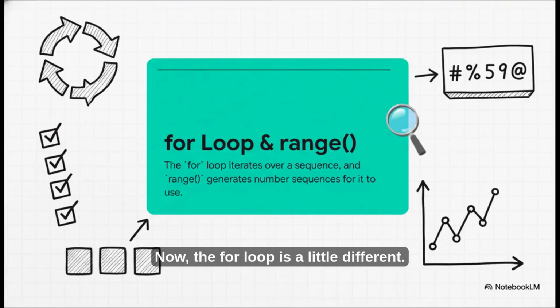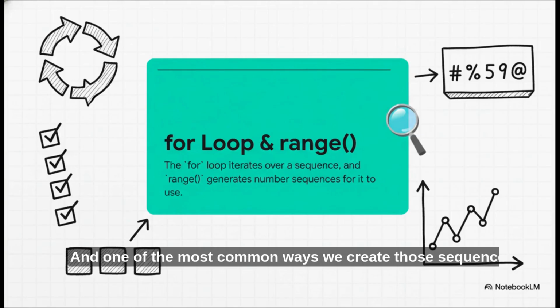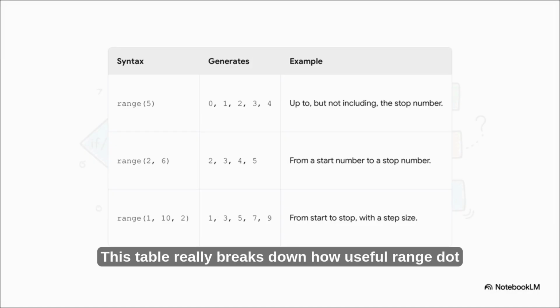Now, the for loop is a little different. It's more like working your way through a checklist. It's designed to go through a sequence of items, one by one, and do something to each of them. And one of the most common ways we create those sequences of numbers is with a super handy function called range. This table really breaks down how useful range is.